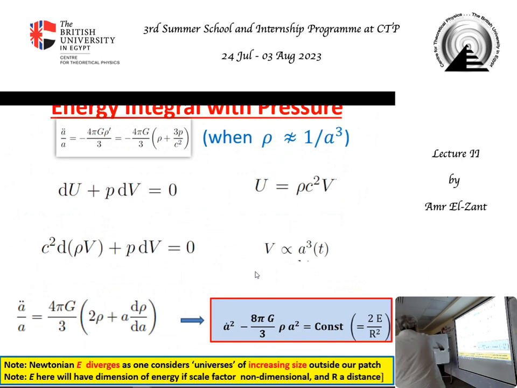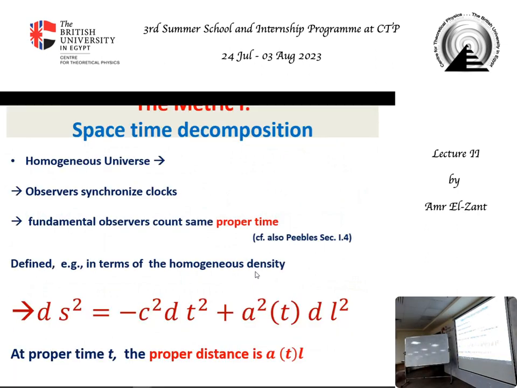Right? You multiply this by a here, and then do the differential of rho a squared, you will get this thing. Okay? So therefore you can integrate this and get our constant again. So this is the energy integral including pressure. This is the Friedmann equation again with the constant. But we don't know what it is. To know what it is, you need a bit more general relativity.